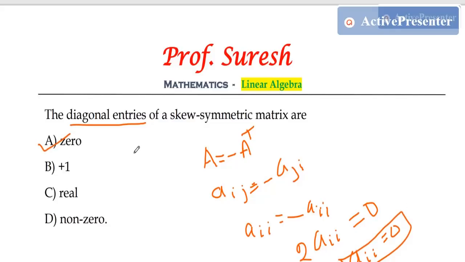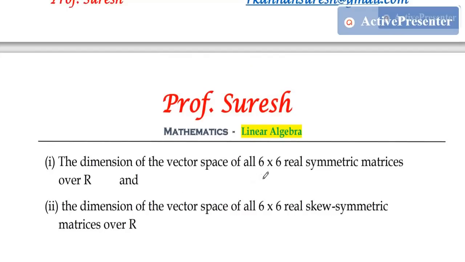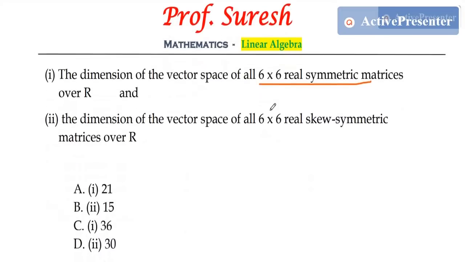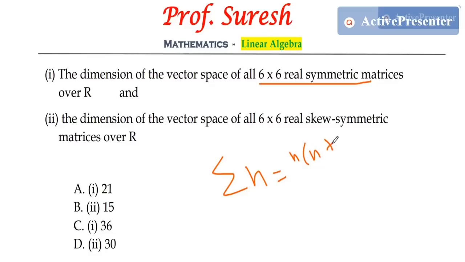This is the answer. Next question: the dimension of the vector space of all 6 by 6 real symmetric matrices over R. So the direct formula is summation n. The dimension of the vector space of all n by n symmetric matrices is summation n, which is nothing but n into n plus 1 by 2. Here instead of n substitute 6. So we get 6 into 7 divided by 2.